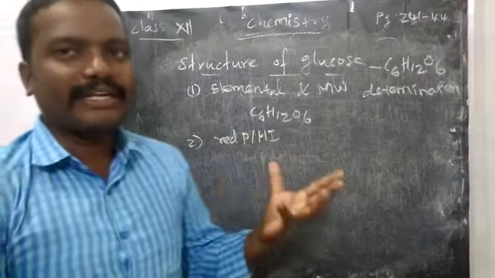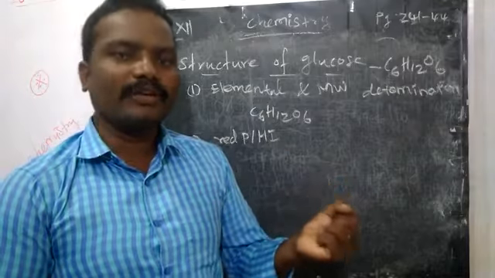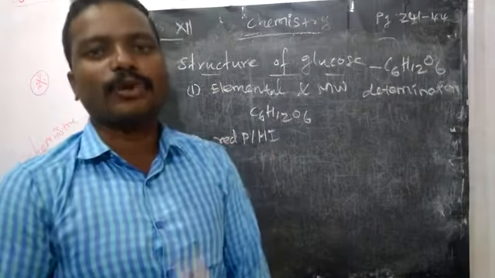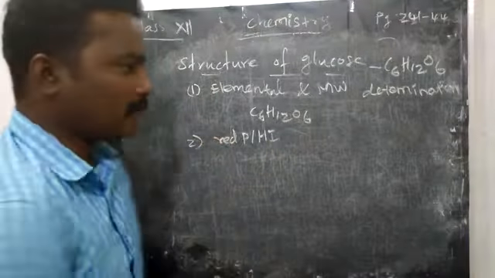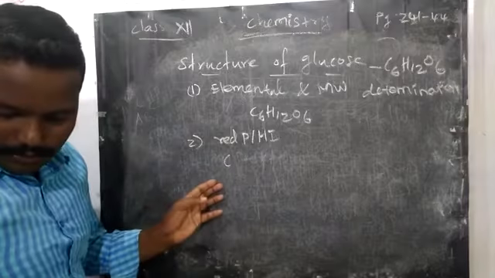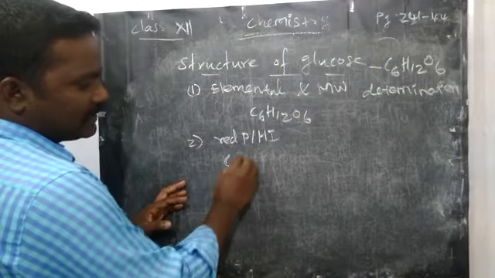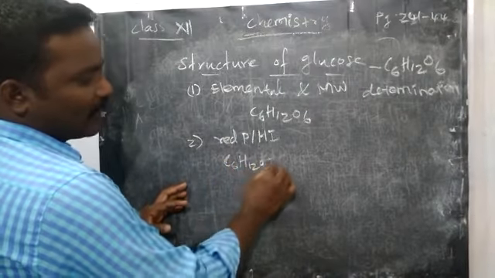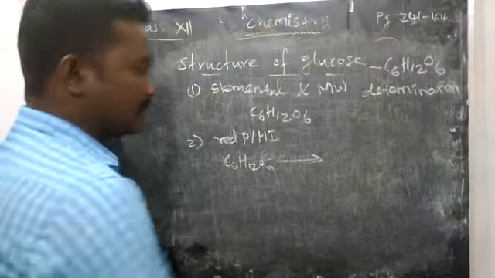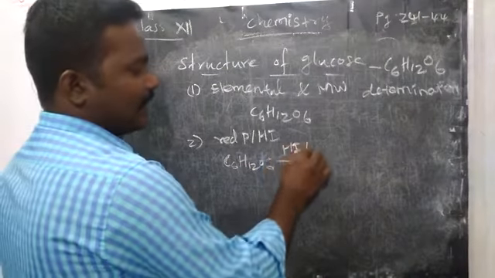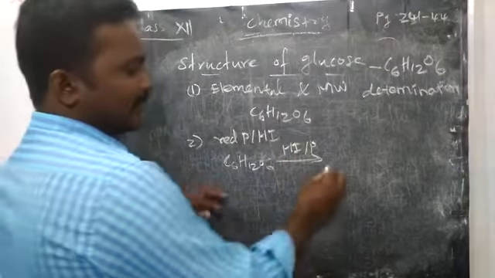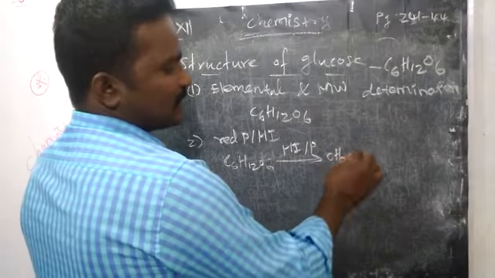Okay, next we are going to treat glucose with red phosphorus and hydroiodic acid. If you treat the glucose solution with red phosphorus and HI, it will give some product. What type of product is formed? For example, you can take glucose as C6H12O6. We don't know the structure, so simply we are writing C6H12O6 with HI and red phosphorus, which gives a mixture of products, that is n-hexane.